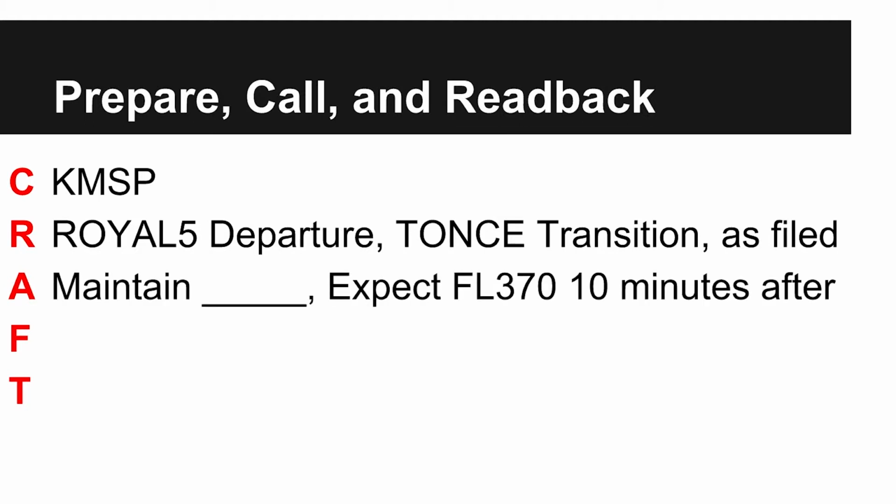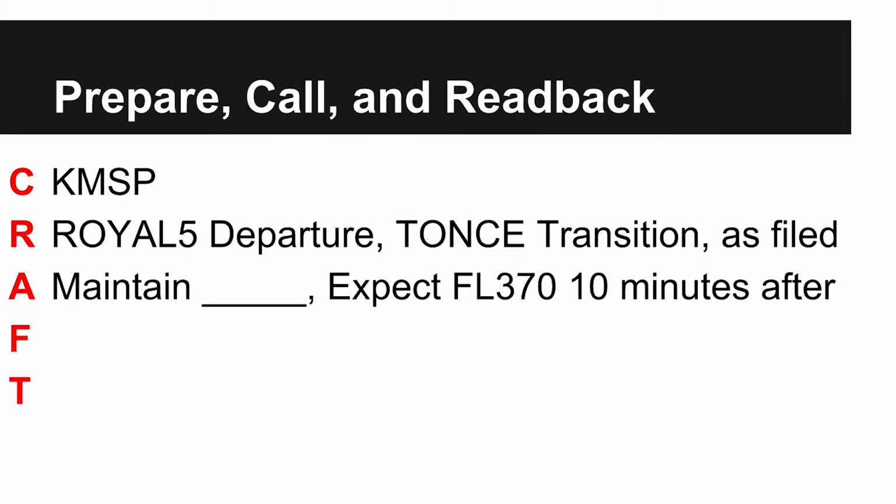We don't know what initial altitude to maintain, but we do know that we can expect our cruise altitude, flight level 370, 10 minutes after departure, as it says on the chart. And then we don't know our frequency or transponder code, but already we have more than half of the clearance, and then as we request it and it's issued to us, we really only have to fill in 3 numbers.